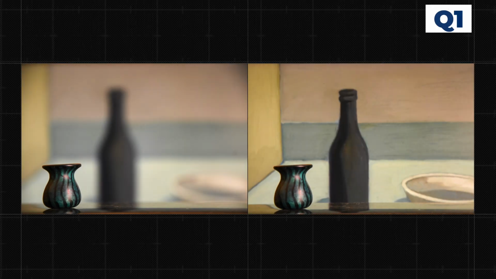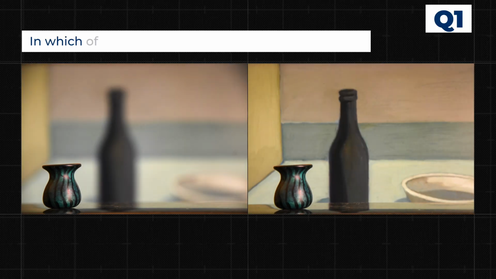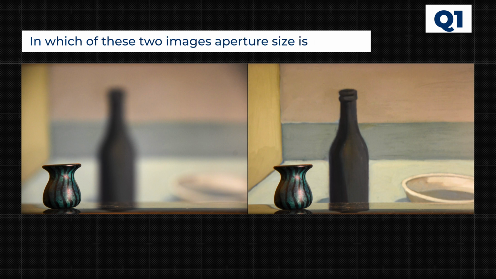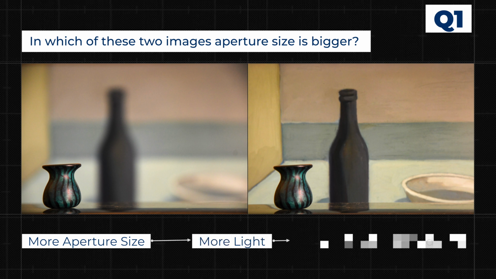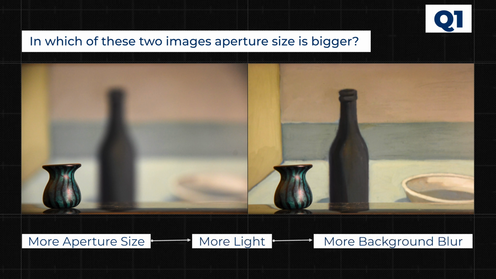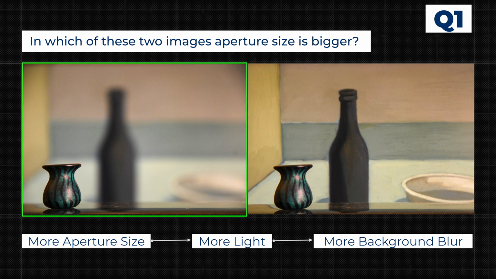So question number 1. In which of these 2 images was the aperture size bigger? Going back to our formula, more the aperture size, more is the light, more is the background blur. And hence, of these 2 images, this is the correct answer because this is where the background is more blurred. Another way to say this is that less of the image is in focus. Such kind of images are said to have a shallow depth of field.